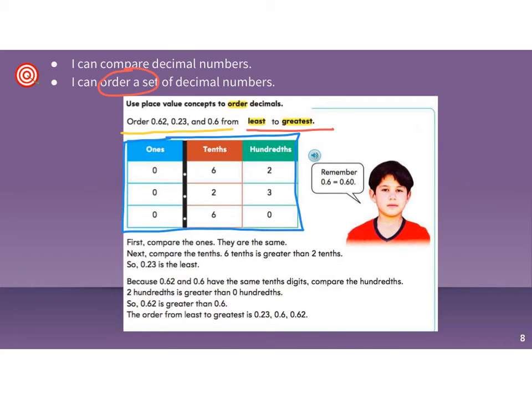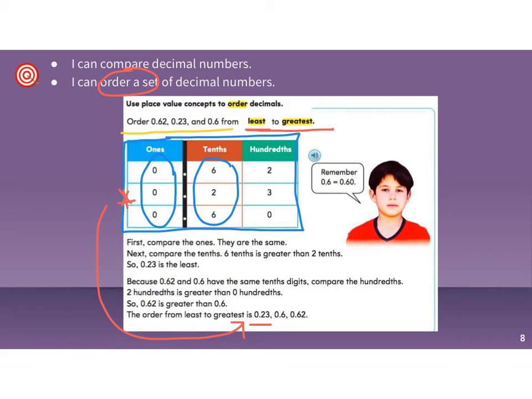So again, if I write them all in that place value chart, they all had 0 in the ones place. So we would move to the tenths place. A couple of them have a 6 in the tenths place versus one with a 2. So we know right away we have found our smallest number. If I'm going from least to greatest, the number that is least is 0 and 23 hundredths.